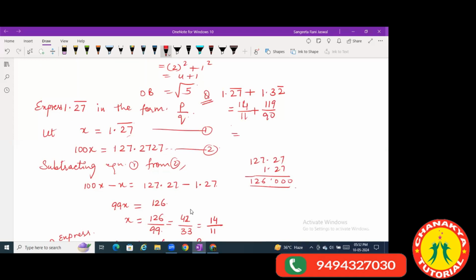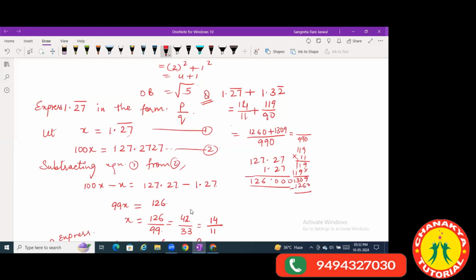Right, children? So the denominator becomes like this. Just multiply this. Take the LCM. 14 into 9 will be 126, so this is 1260 plus 119 into 11. Just multiply and get your answer here. Write it here and add them. So when you multiply 119 with 11, this is 1309. So 1309 plus 1260.